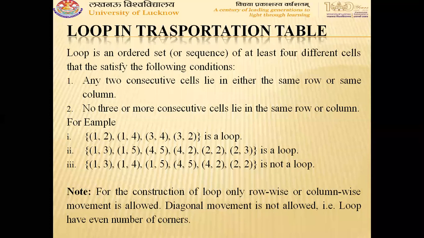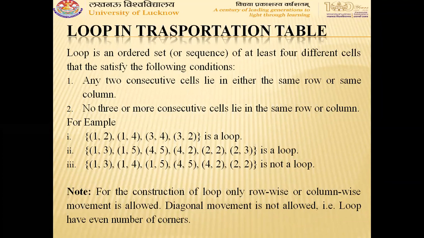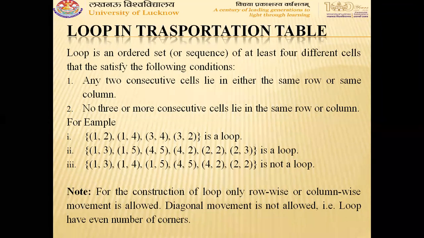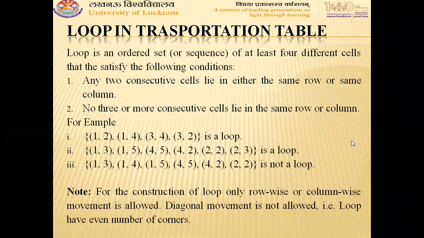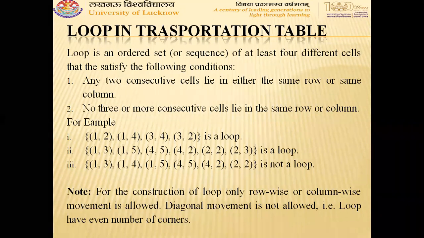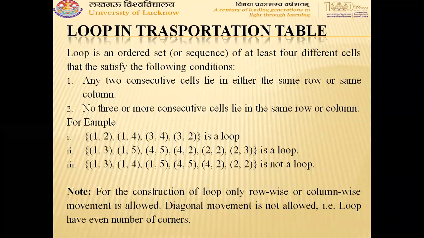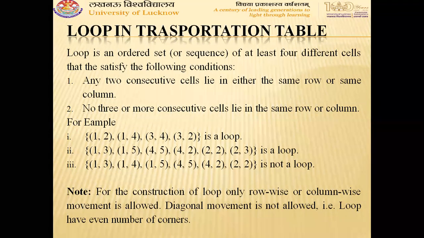Before going to the methods for the optimum solution, we have to know one thing about the transportation problem, which is called a loop in the transportation table. So what is a loop? A loop is an ordered set or sequence of at least four different cells that satisfy the following conditions. The first condition is that any two consecutive cells lie in either the same row or the same column.